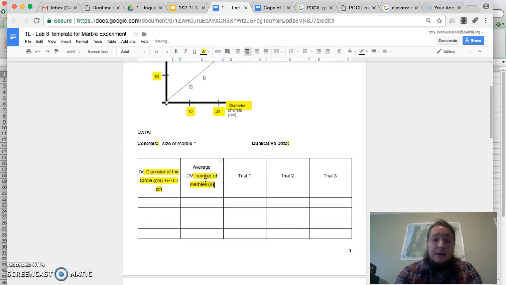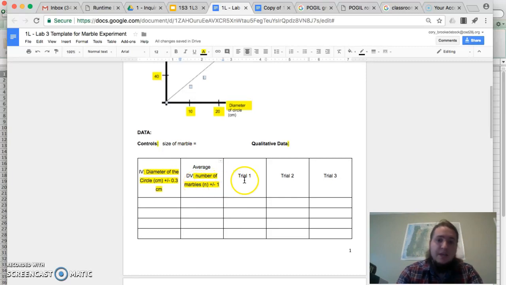And then here, this is going to be our average, and the dependent variable is number of marbles. And our units, again, are just n, because it's the number of marbles. N stands for number. And then our uncertainty here is going to be plus or minus 1, because when we have all the marbles in the circle, it's going to be hard to tell, does that last marble fit in, or can we not fit any more marbles in? Or maybe we could saw one in half and get half a marble in, based on how much space we have left. So our uncertainty is going to be plus or minus 1 here.